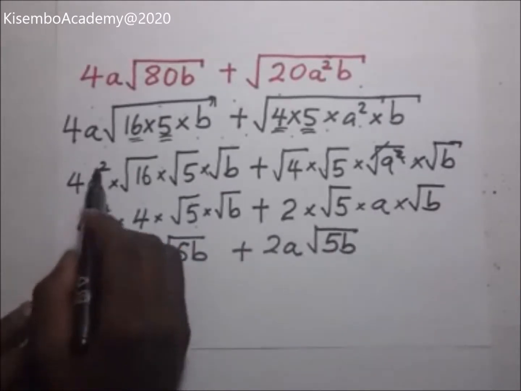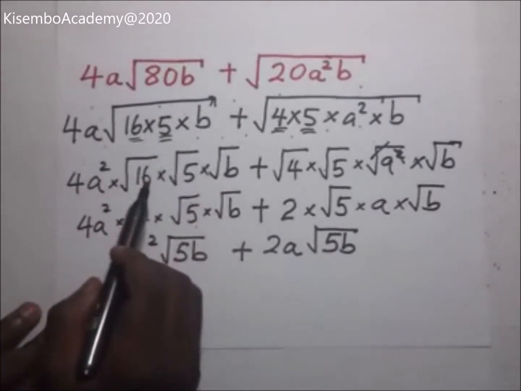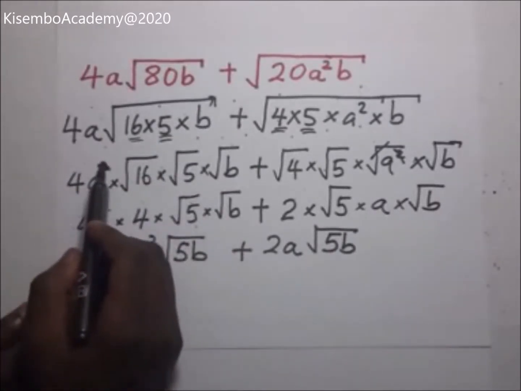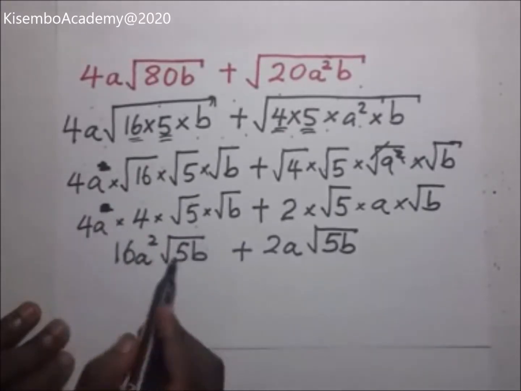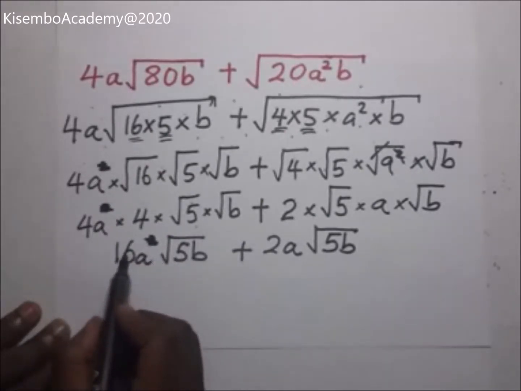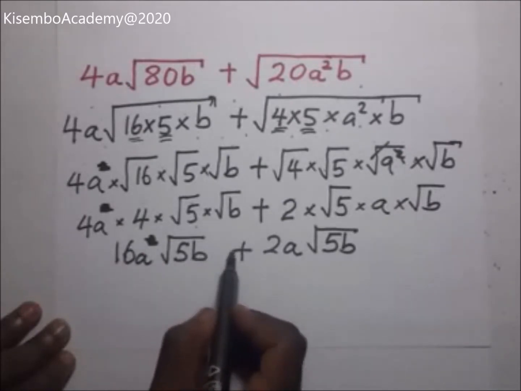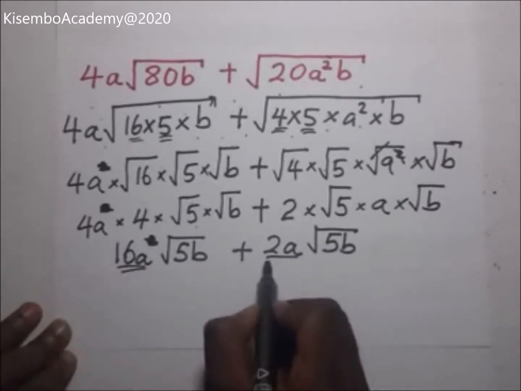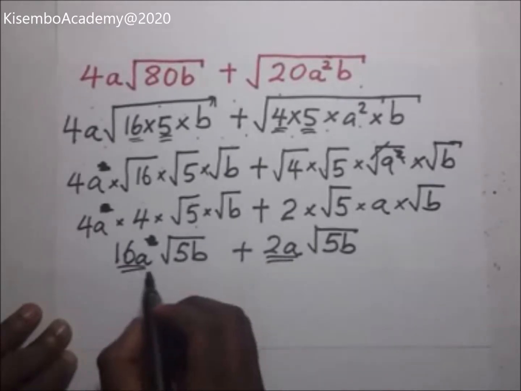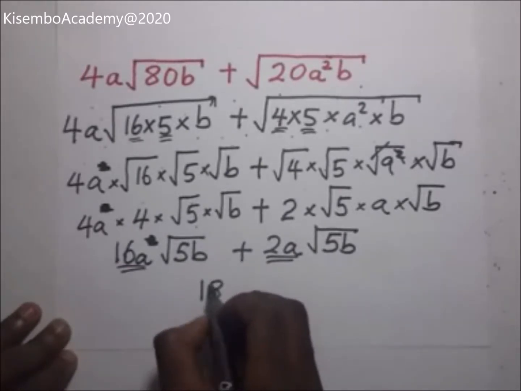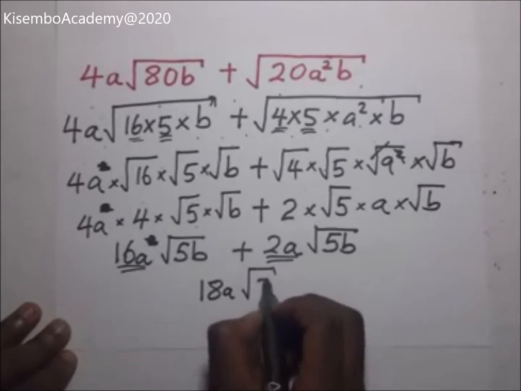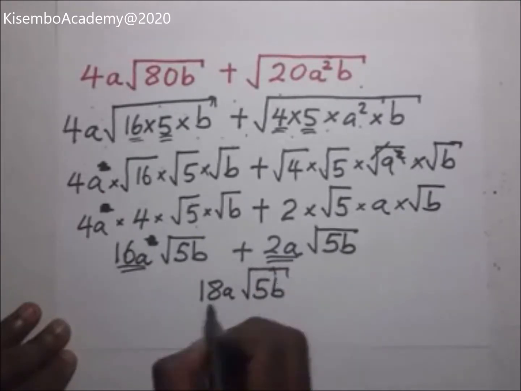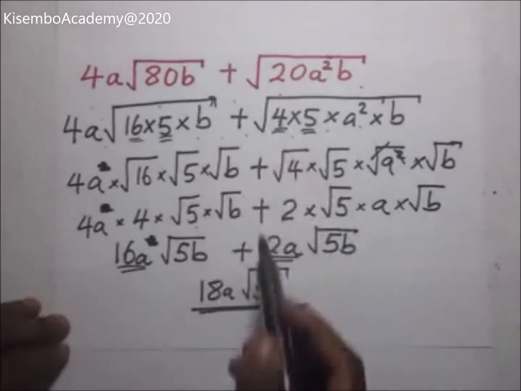Okay, now this square is not supposed to be here from this point. There's an error. So we have 16a times root of 5b plus 2a root of 5b. So 16a plus 2a is going to be 18a times the square root of 5b. And that's the simplification.